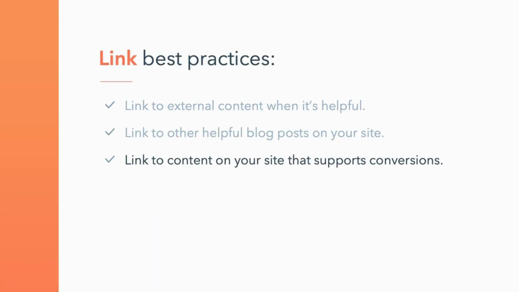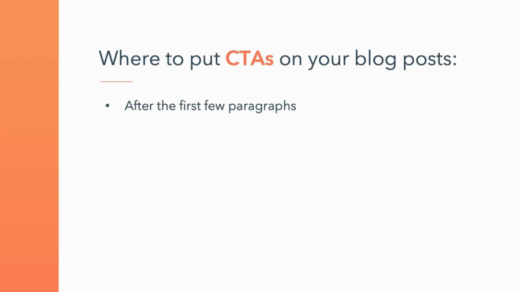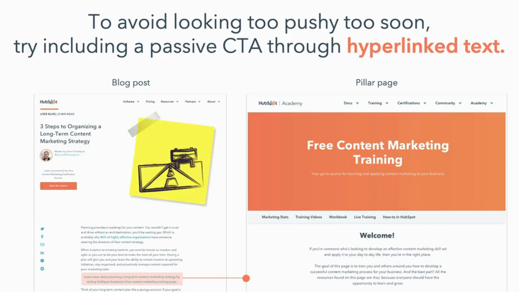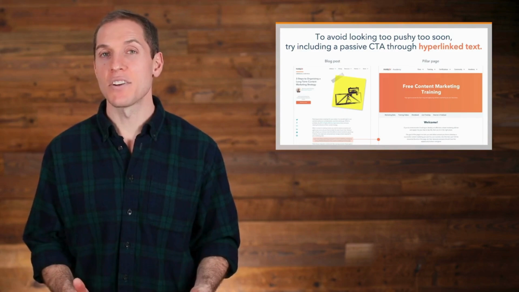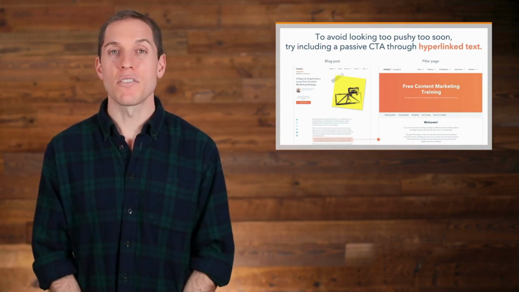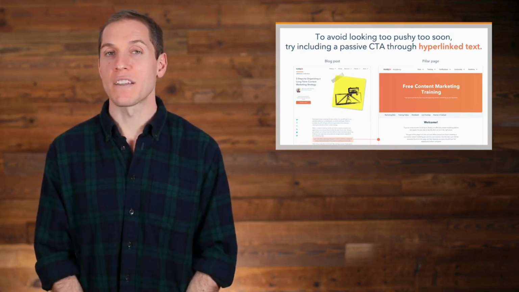Link to important content on your site that supports conversions. When it comes to deciding on where to insert CTAs on your blog posts, here are 4 places to consider. Let's review each. First, consider inserting a CTA after the first few paragraphs. To avoid looking too pushy too soon, try including a passive CTA through hyperlink text as opposed to using an image. It's important to include these passive CTAs near the top, as you can't always count on your visitor reading your entire post to take the next step.